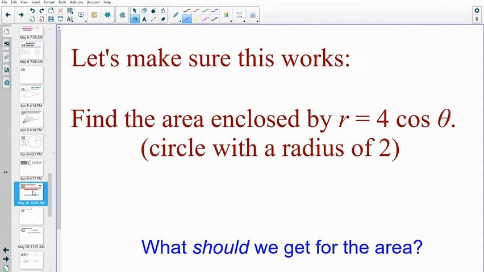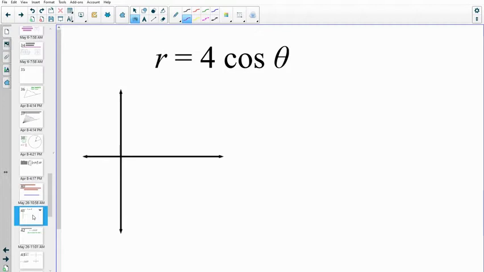And so I'd like to go through an example where we know the answer. And so I want to take a look at the curve r equals 4 times cosine of theta. And now this does turn out to be a circle with a radius of 2, but I don't think that's very obvious just looking at this equation. But r equals 4 cosine theta. Let's take a look at what this actually looks like. R equals 4 times cosine theta.